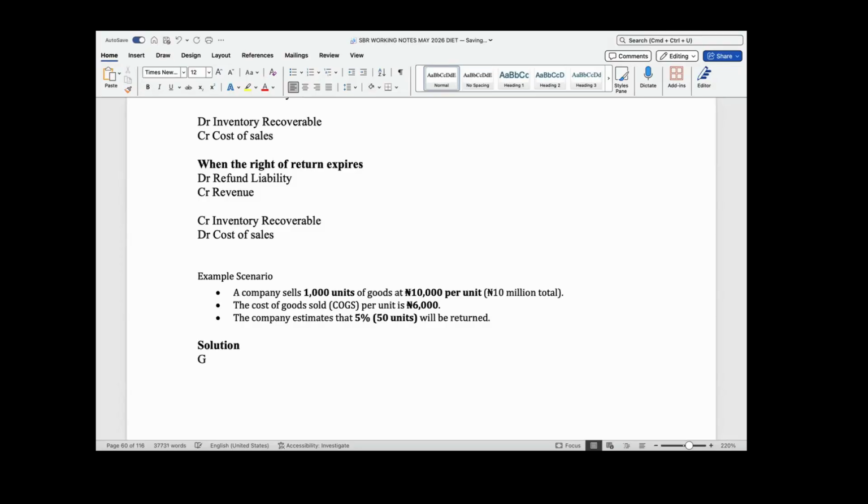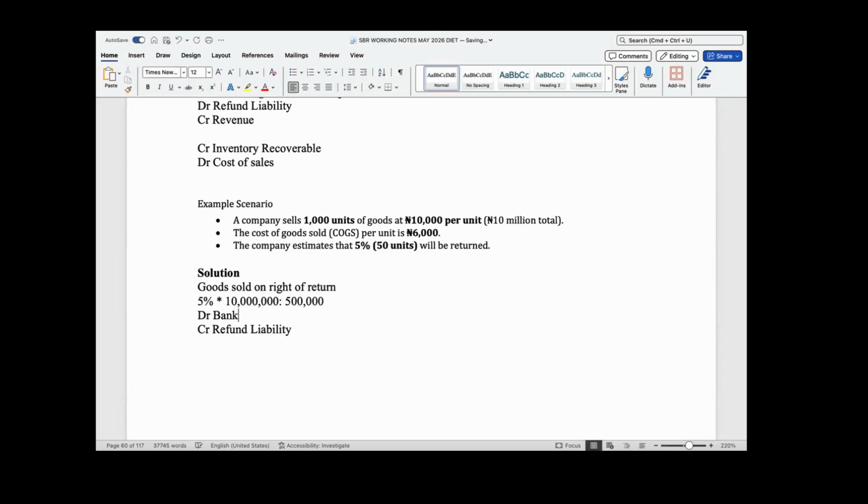So in this case, you identify that the goods sold on right of return is just 5% of the entire 10 million. How much does that give us? I think that should be 500,000, because 10% is 1 million. So it's 500,000. It's only this one that you're going to debit bank and credit refund liability. Only the 500,000.